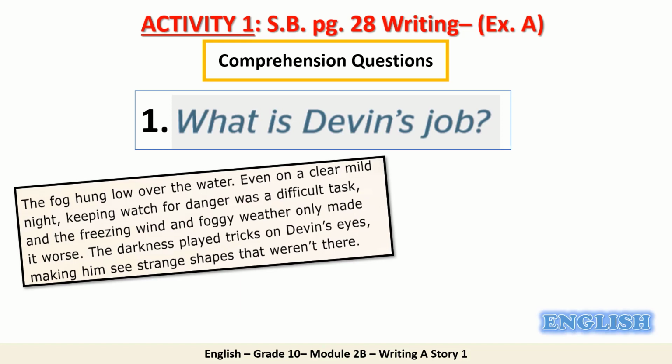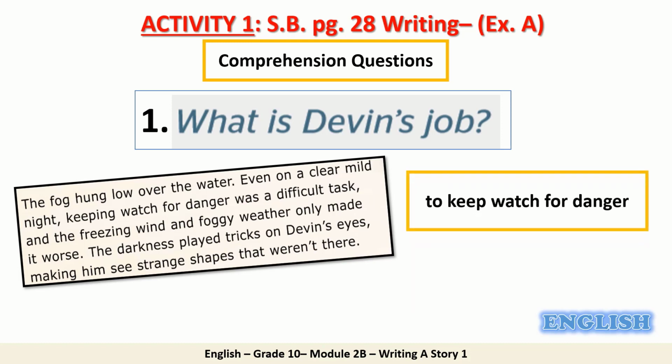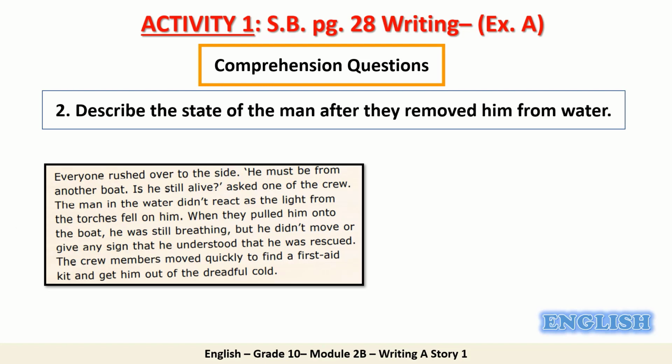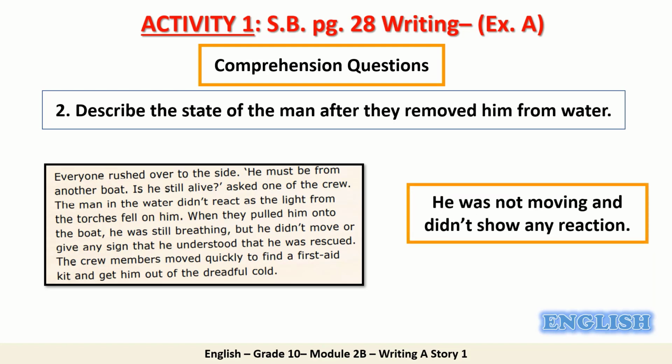We will answer some comprehension questions before going to exercise A. Question 1. What is Devin's job? To keep watch for danger. Let's check the evidence. Perfect. Question 2. Describe the state of the man after they removed him from water. The answer? He was not moving and didn't show any reaction. Evidence?